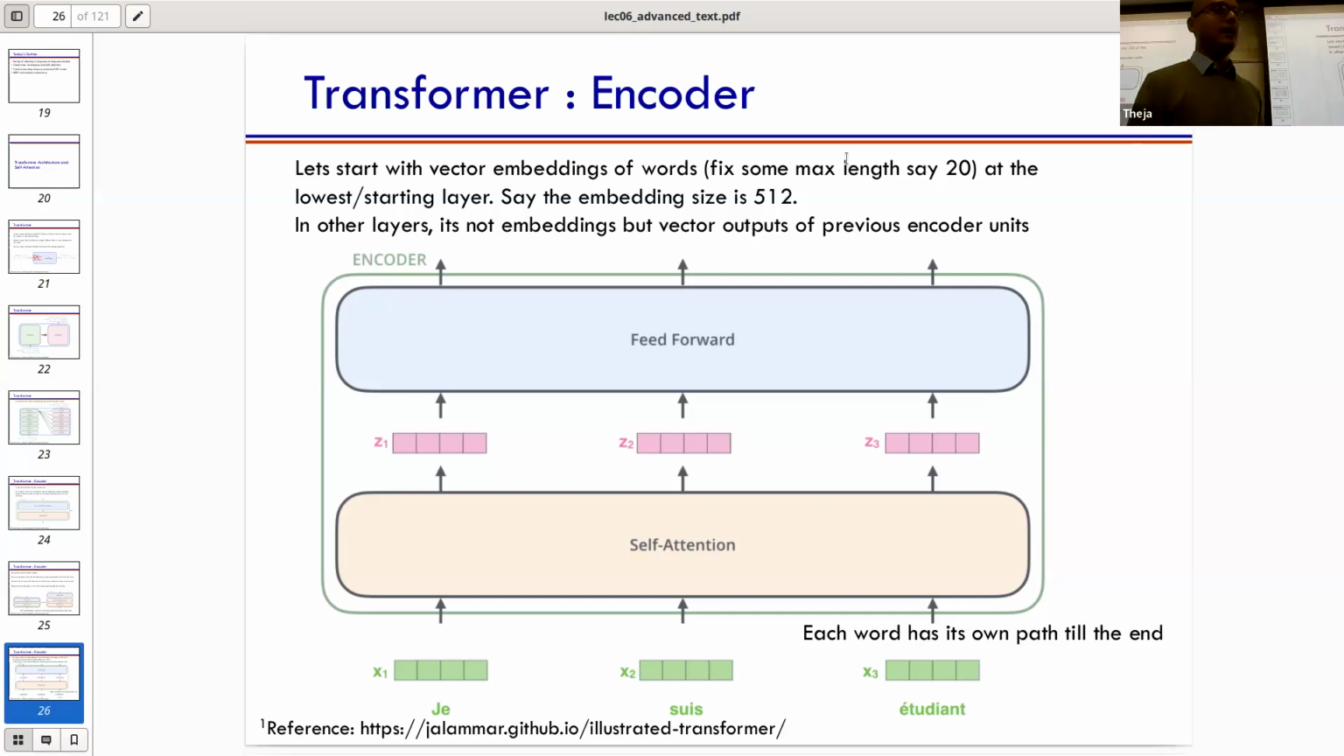Okay. And the second thing is embedding size. Obviously, you have some embedding size you need to choose all the time. So let's say it's 512. If it's the first layer, obviously you'll take the word embeddings. If it's the second encoder unit or the third encoder unit or the sixth encoder unit, the inputs are not going to be the word embeddings, obviously, but the outputs of the previous encoder unit. Okay, that's fine. Any questions here?